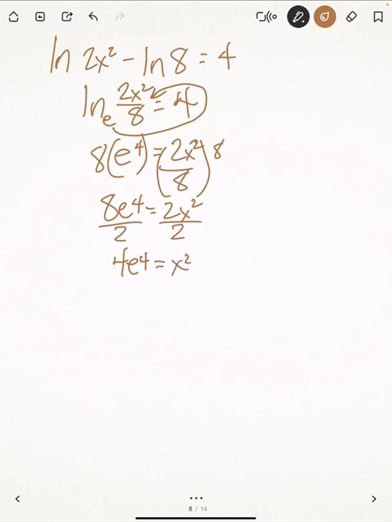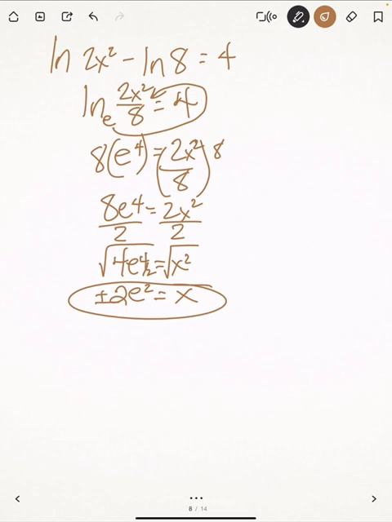At this point, we want to get x by itself. The inverse of squaring something is finding the square root, so we find the square root of both sides. The square root of 4 is 2. For the square root of e to the fourth, we divide the 4 by 2 and get e to the second, and we wind up with x. Because we found the square root of a number, we have to have a plus and a minus version of the answer. So that is our answer for natural log 2x squared minus natural log 8 equals 4.